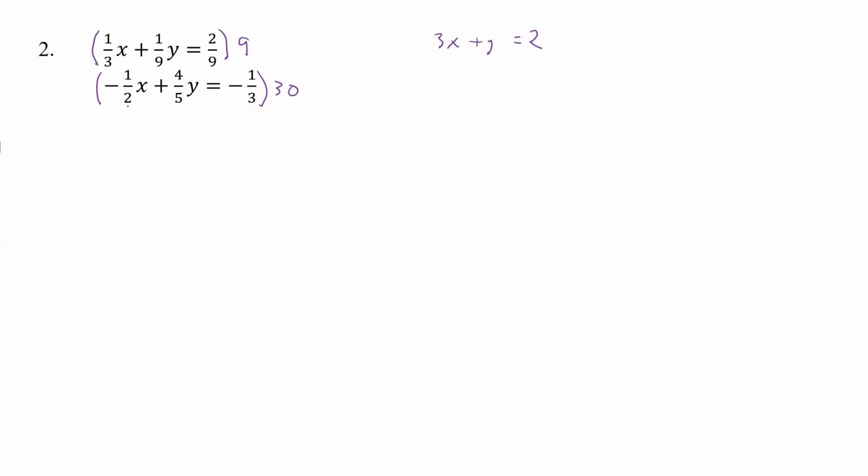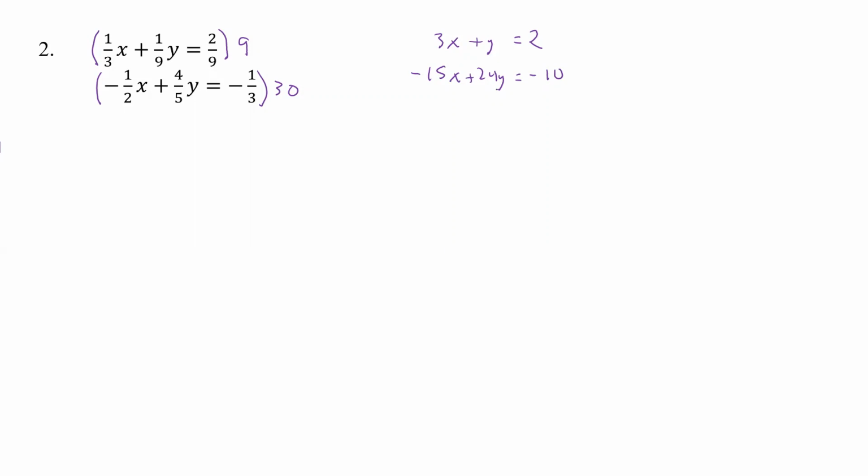Now if we take 30 times this, well, 2 will go into 30, 15 times, so we have a minus 15x. 5 will go into 30, we have 6, so 6 times 4 is 24, so it'll be plus 24y. And 3 will go into 30, 10 times, so that equals a negative 10. All right, so now we've got our two equations, and we're trying to eliminate.